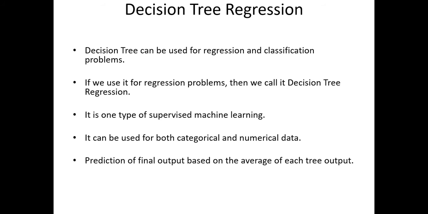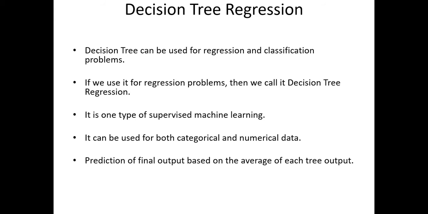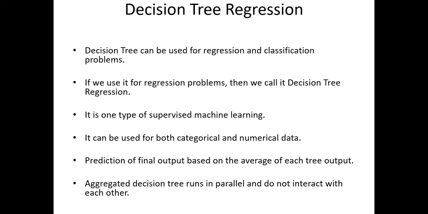Prediction of the final output is based on the average of each tree's output. So when the algorithm predicts, it will take an average of all the trees' output. Aggregated decision trees run in parallel and do not interact with each other. Means there would be multiple branches, but all will execute at the same time in parallel, but they will not interact with each other.